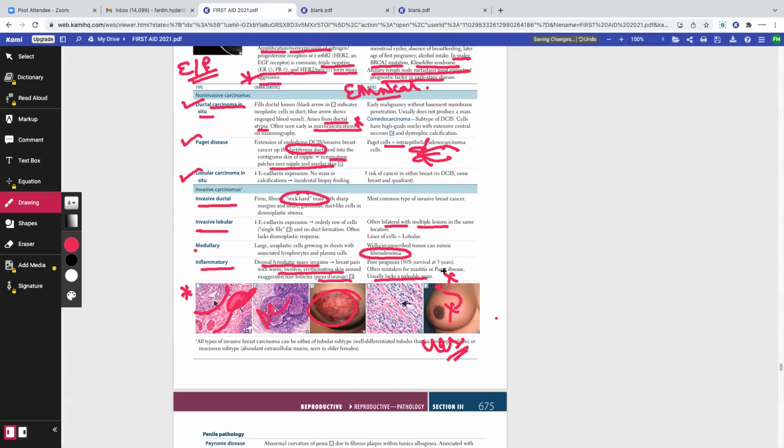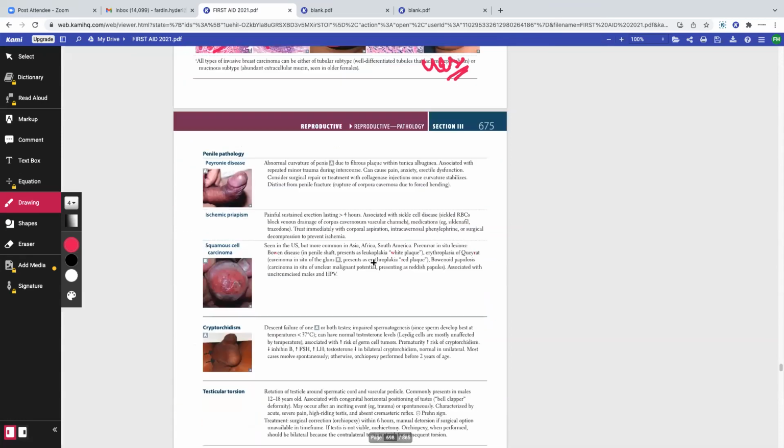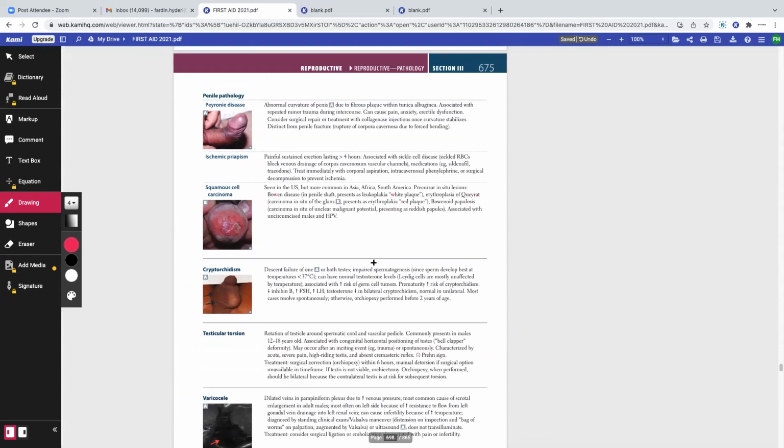There is no mass in inflammatory carcinoma. So if there's no mass, how do you diagnose this? You do a biopsy, and in your biopsy, you find anaplastic cells. Inflammatory carcinoma is one of the worst carcinomas to have because it has a very poor prognosis. As simple as that.